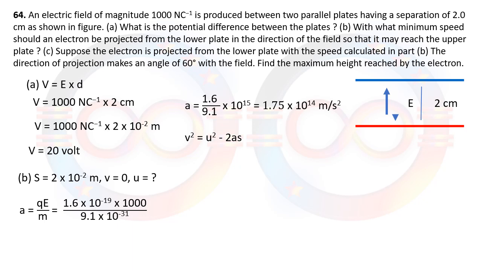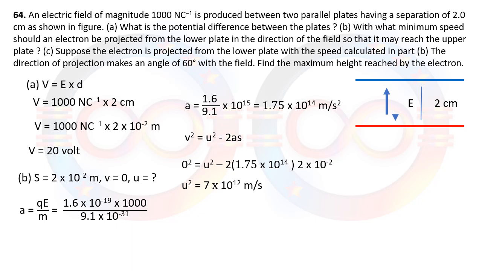The electron is traveling in the direction of the electric field, or projected in the direction of the electric field, so it would retard it. It would be retarded because the force is acting in a direction opposite to its initial motion. Okay, so v square, the final velocity, would be 0 because somehow it had to reach over there. Initial velocity we have to calculate, minus 2 into acceleration into s, that is 2 centimeter.